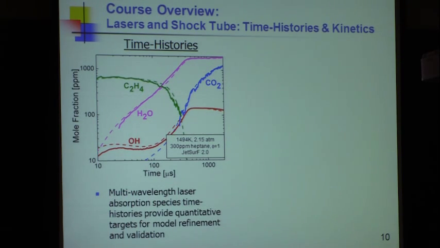So this was really the first time that we measured multiple species in one experiment. And when you see these species time histories, you begin to realize you can probe different phases of the combustion reaction. So we start with heptane and oxygen at 1500 degrees Kelvin. What happens? Well, eventually it forms CO, CO2, and water.